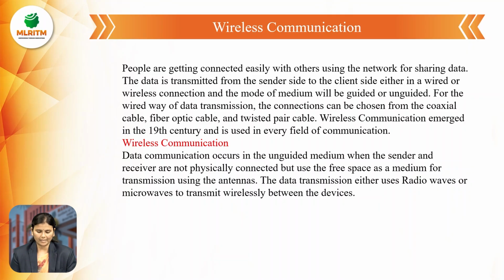For wired data transmission, the connection can be chosen from coaxial cables, twisted pair cables, and optical fiber cable. Wireless communication emerged in the 19th century and is used in every field of communication. Wireless communication means the data communication occurs in the unguided medium, when the sender and receiver are not physically connected to each other but use the free space as a medium for data transmission using antennas. The data transmission uses either radio waves or microwaves to transmit the data from transmitter to the receiver.